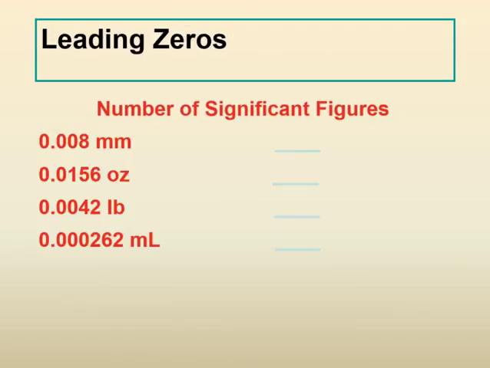Let's move on to rules about leading zeros. Notice that there are zeros in front of the first non-zero digit. That makes it a leading zero. We have 3 leading zeros here, and 4 leading zeros here. So they're leading zeros, and this is what we're going to talk about. All right, first value, 1 significant figure. Second value, 3 significant figures. Third value, 2 significant figures. Fourth value, 3 significant figures. So we want to complete this rule.